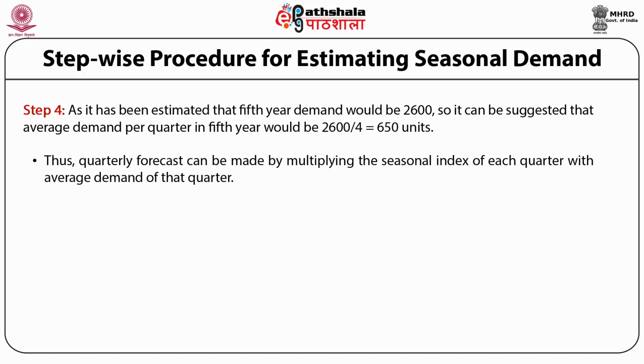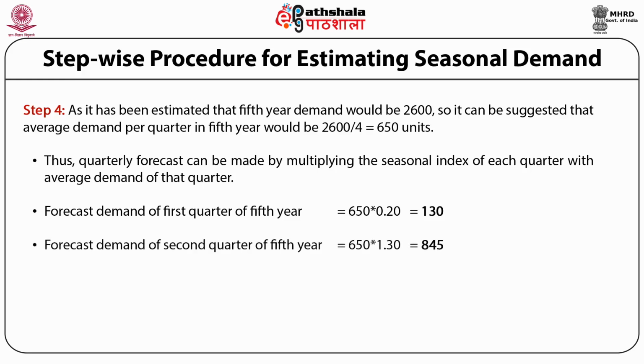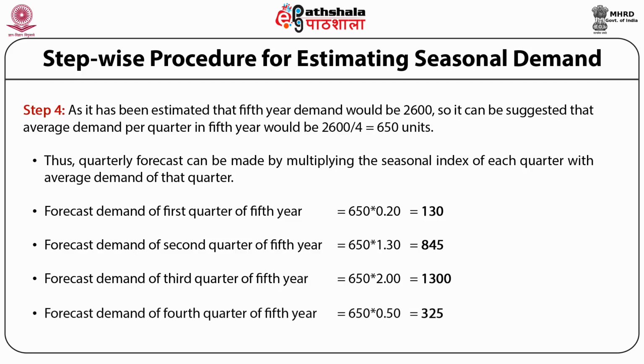Thus, the quarterly forecast can be made by multiplying the seasonal index of each quarter with the average demand of that quarter. That is, the forecast demand of the first quarter of the 5th year is equal to 650 into 0.20, which is 130 units. Forecast demand of the second quarter of the 5th year is 650 into 1.30, which is 845 units. Similarly, the forecast demand of the third quarter of the fifth year is 650 into 2.00, which is 1300 units. Lastly, the forecast demand of the fourth quarter of the fifth year is 650 into 0.50, which is 325 units.